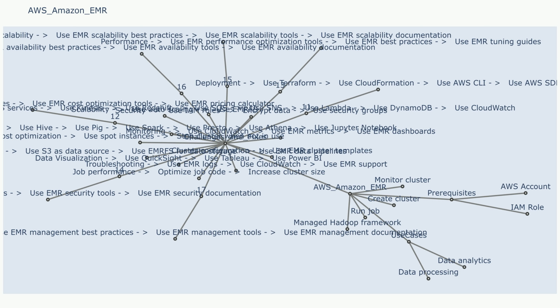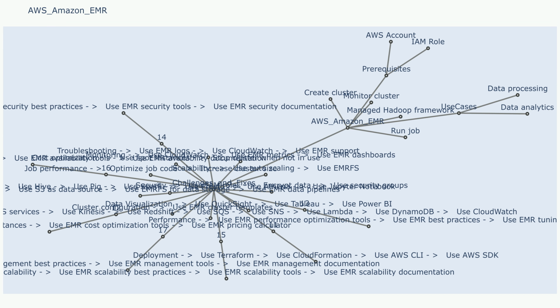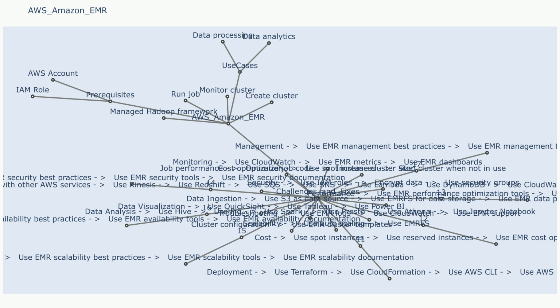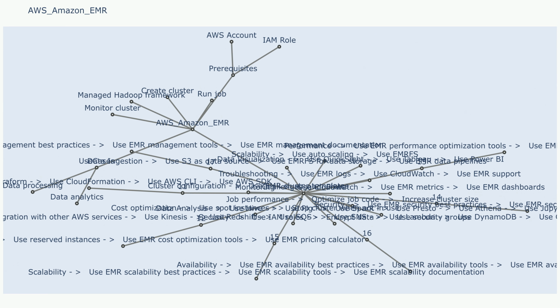AWS Amazon EMR. Description: Managed Hadoop framework that simplifies running big data applications on the cloud. Prerequisites: AWS account. Enroll with necessary permissions to create and manage EMR clusters.